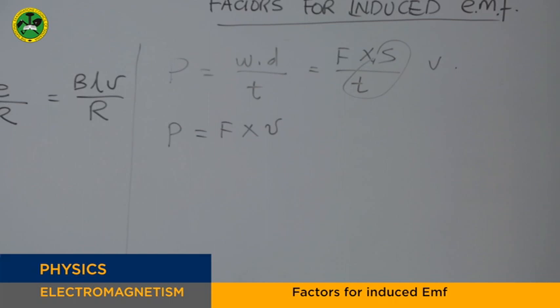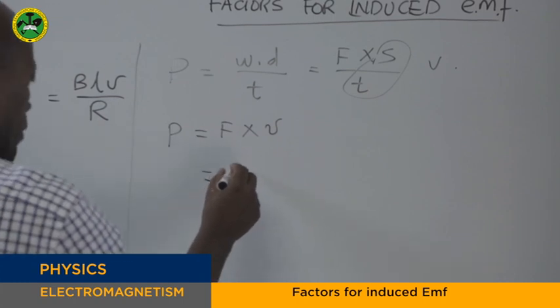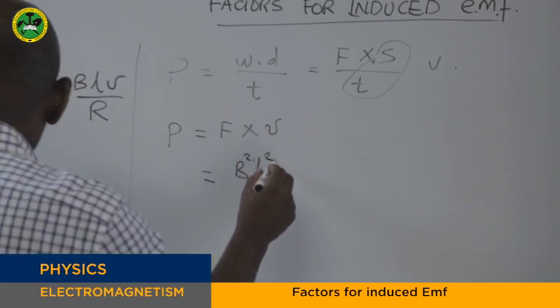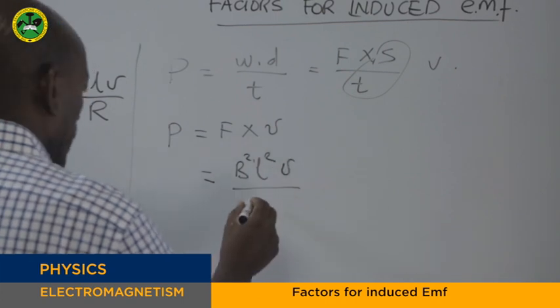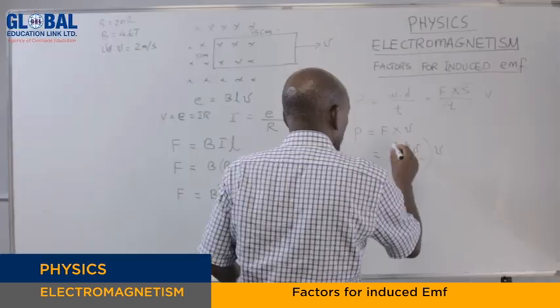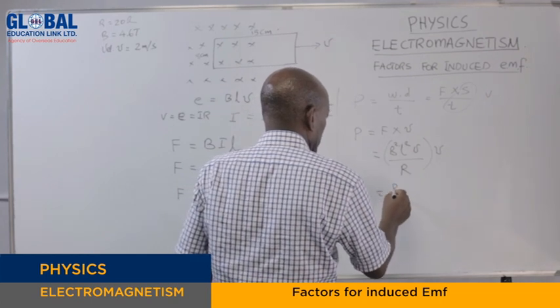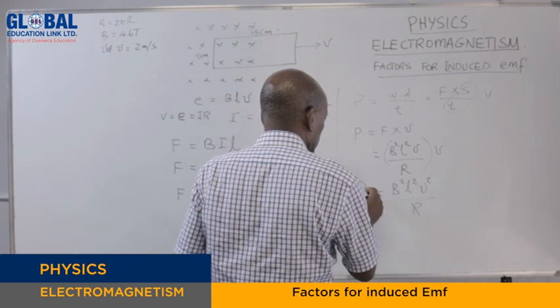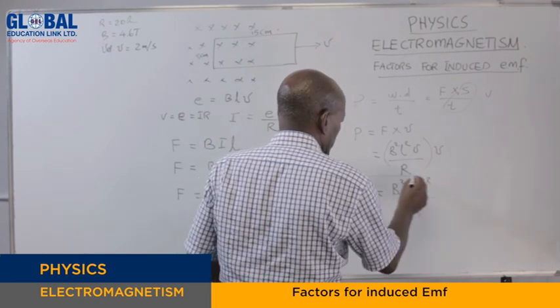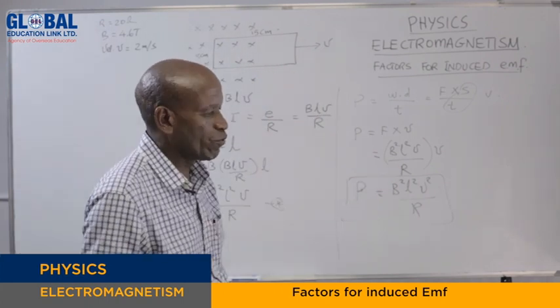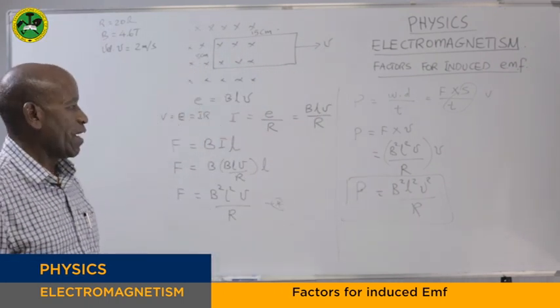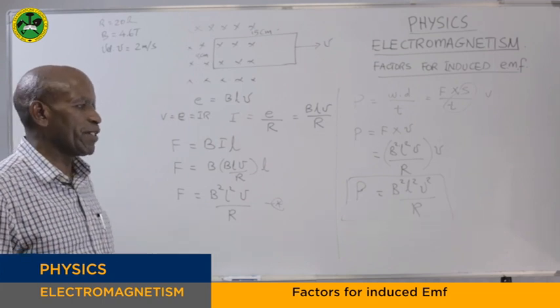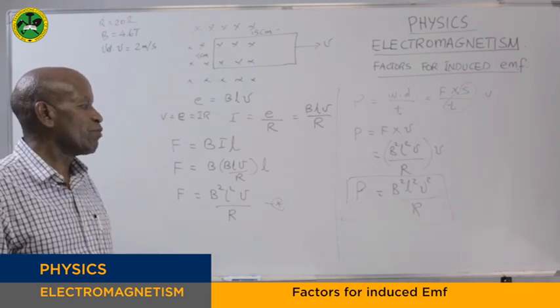This force had already been obtained, so we substitute this expression for the force here. We get the power to be equal to B squared L squared V over R times the velocity V. So if you write it there, you get B squared L squared V squared over R. This is equal to the power, and this is the expression you had been asked to prove in the first part. Therefore, if we go very quickly to part B, we need to compute the value of the power that is needed to move the loop.